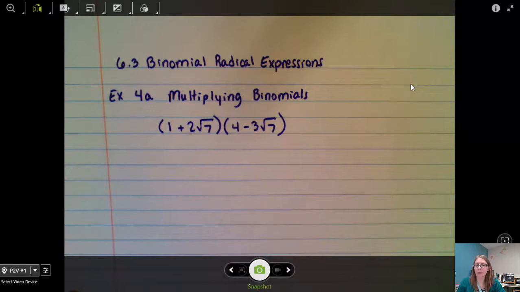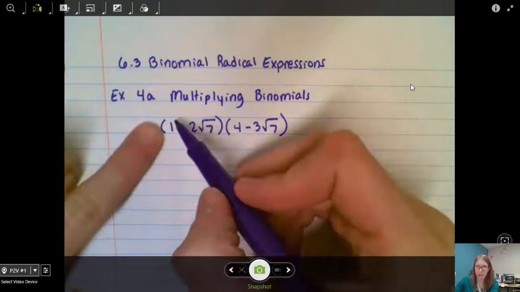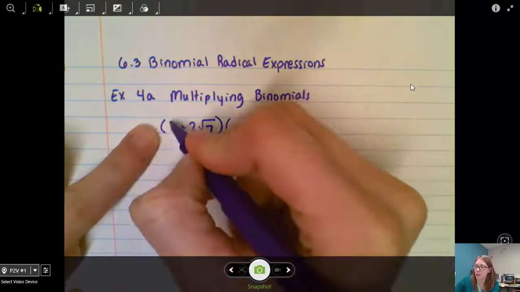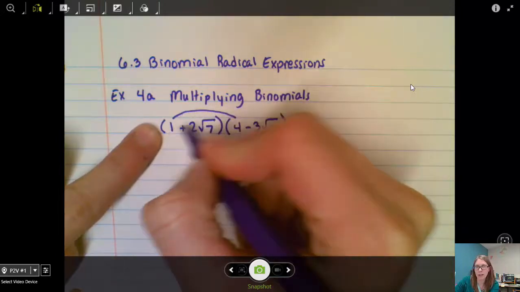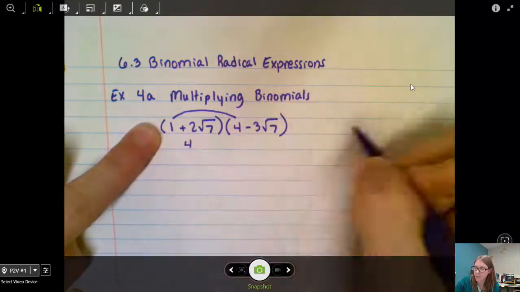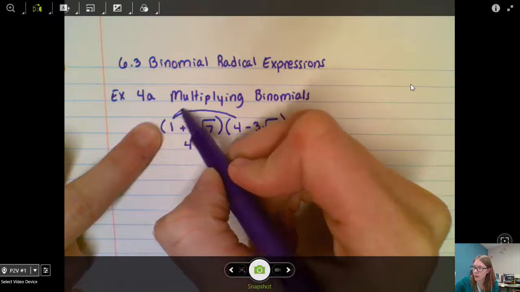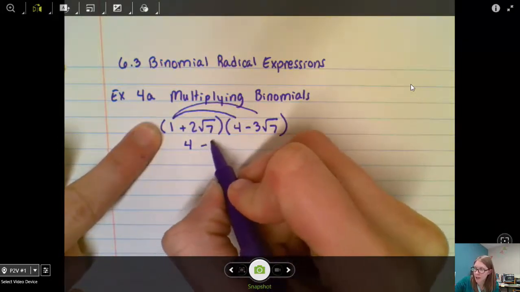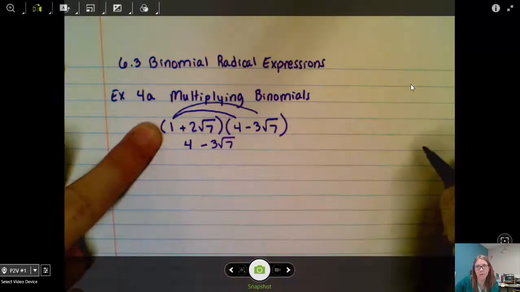Now, my process for multiplying binomials with radicals here is the same as if we were multiplying radicals or multiplying binomials with variables, where I want to FOIL. I want to make sure each part gets multiplied by each part in the other binomial. So if I start here, 1 times 4 is 4. 1 times negative 3 square root of 7 is minus 3 square root of 7.